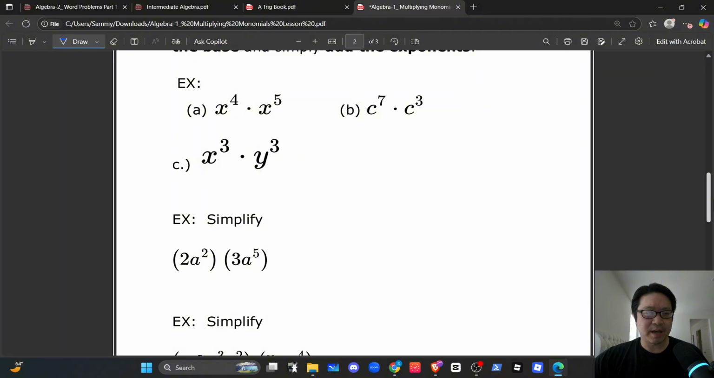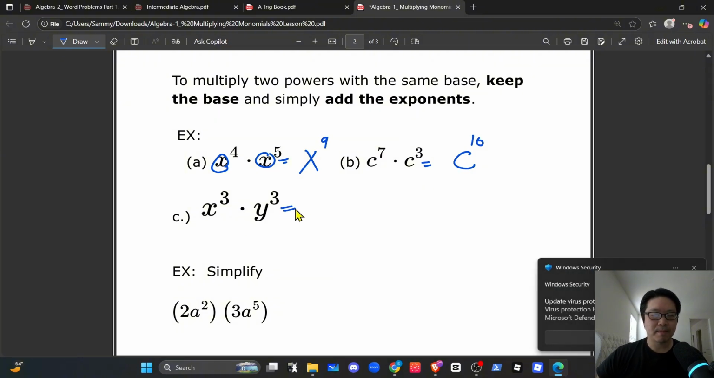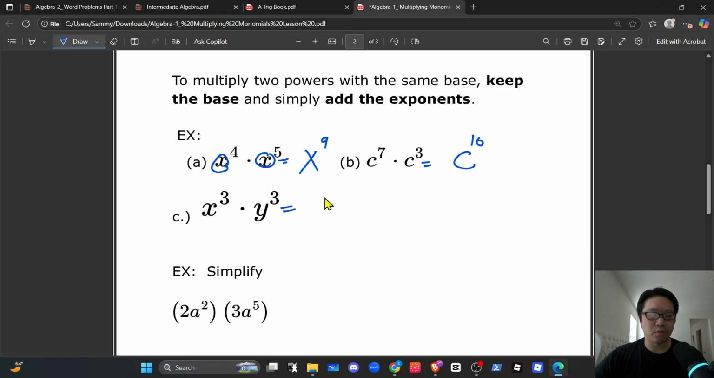All right, let's go over some examples. So here we have x to the fourth times x to the fifth. Since their bases are the same, you simply add the exponents. 4 plus 5 is 9. Example B, same thing. c to the seventh times c to the third is going to be c to the 10th, right? Because 7 plus 3 is 10. And here we have x to the third times y to the third. In this case, the base isn't the same. Therefore, the only thing you can really do is put them together like that. Okay.